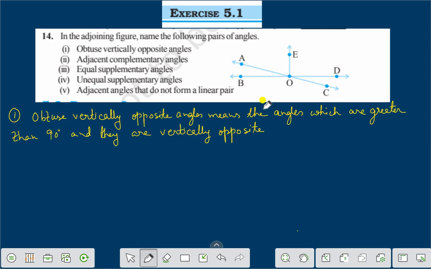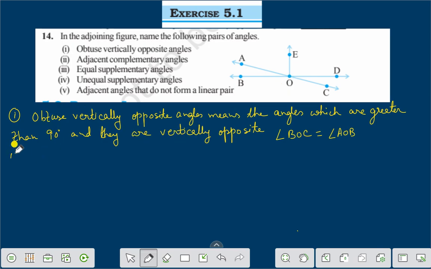Vertical opposite. Now here you see this angle BOC. Angle BOC is equal to angle AOD. Here you see that both the angles are greater than 90 degree and they are also vertically opposite, right? This is the solution of question number 1.